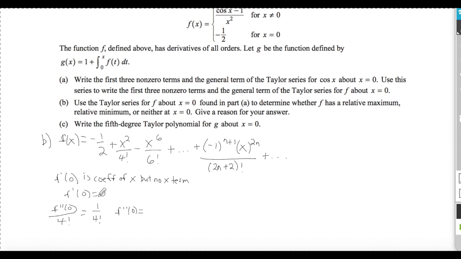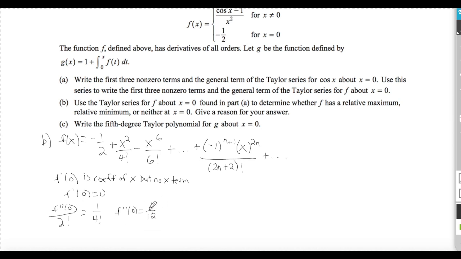I wrote the wrong thing, didn't I? In our Taylor series, it's not over 4 factorial. Our Taylor series rule is that if this is the second derivative, over 2 factorial, that's equal to 1 over 4 factorial, right? Which means my second derivative, after I multiply 2 factorial to the other side, would be 1 over 12.